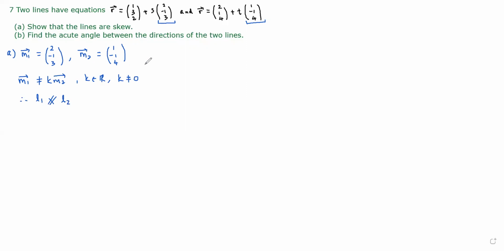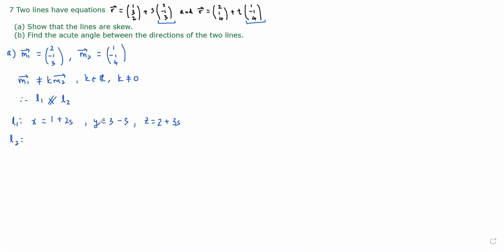We now need to show that these two lines do not intersect. Let's look at line 1. From line 1, equating the components of vector i, we have x equals 1 plus 2s. Equating the components of vector j, we have y equals 3 minus s. And equating the components of vector k, we have z equals 2 plus 3s. That will give us the parametric equations of line 1.